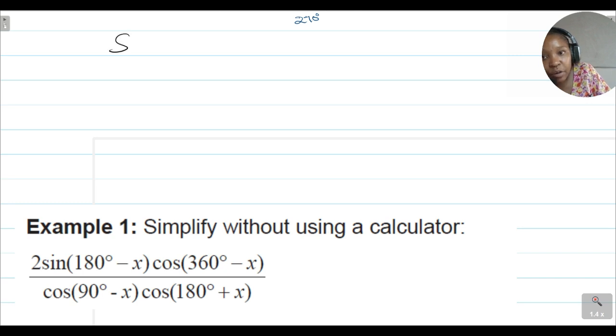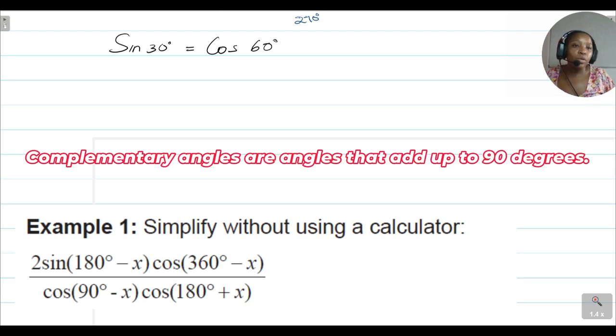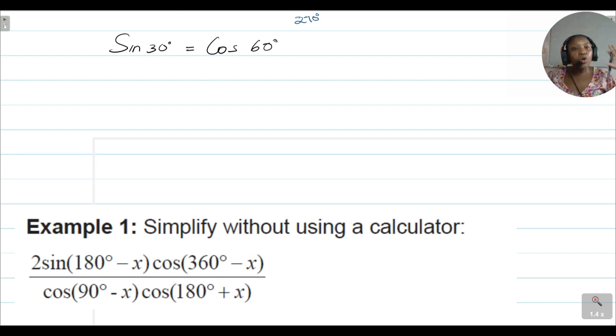Let's think of sine of 30 degrees. Sine of 30 degrees is equal to cos of, what's the complement of 30? The complement of 30 is 60, because we know that complementary angles add up to 90 degrees. So when we're talking about co-functions, we are talking about functions that have the same values when performed on complementary angles.